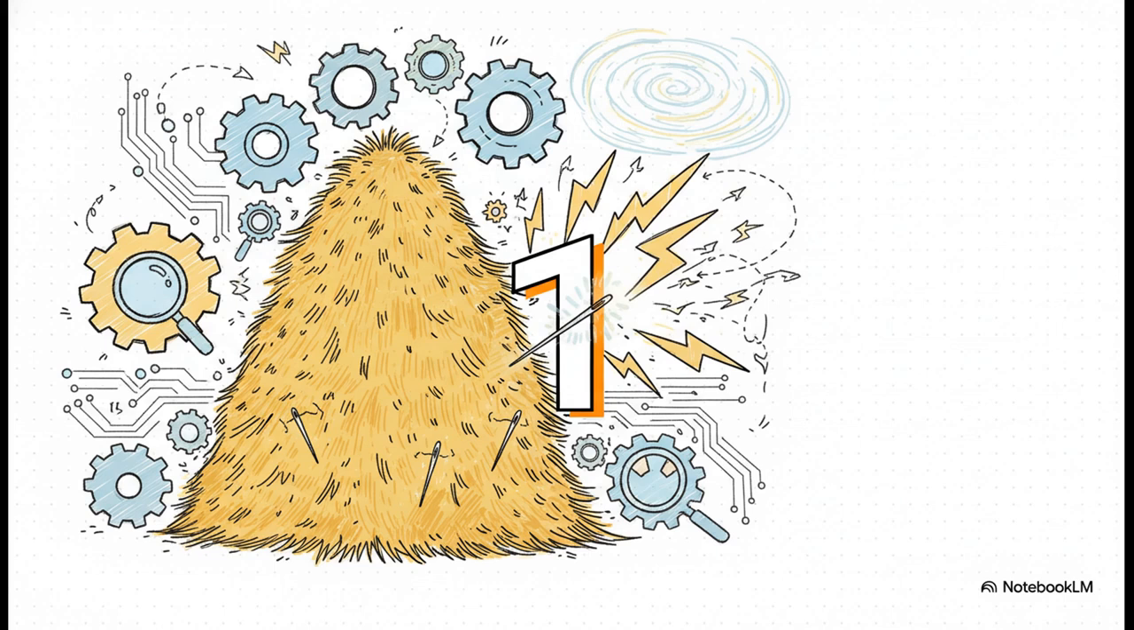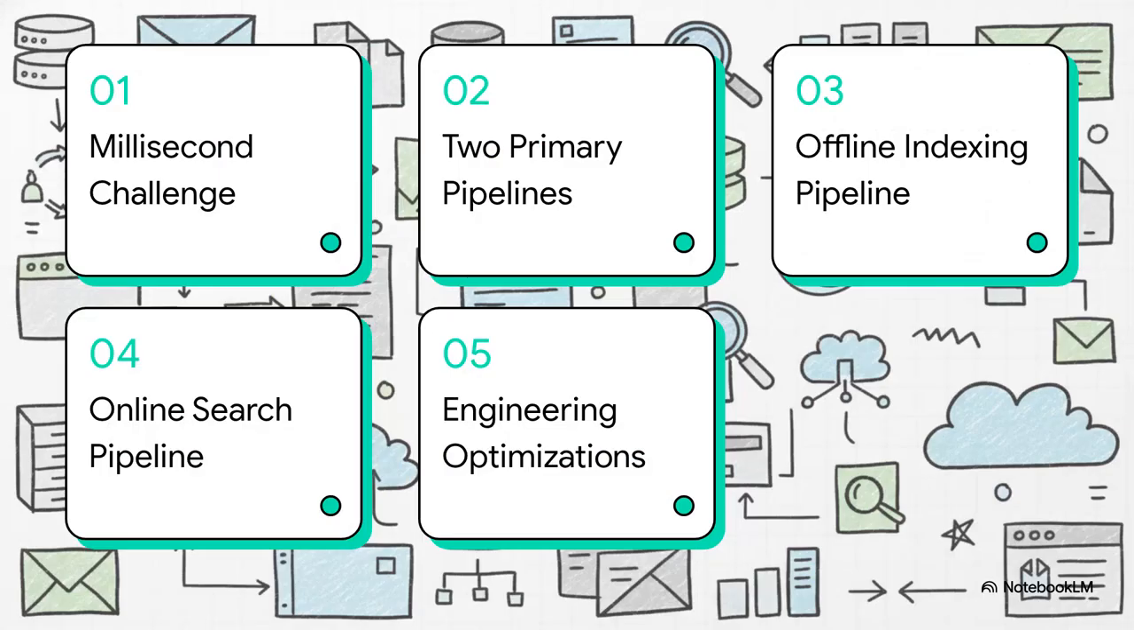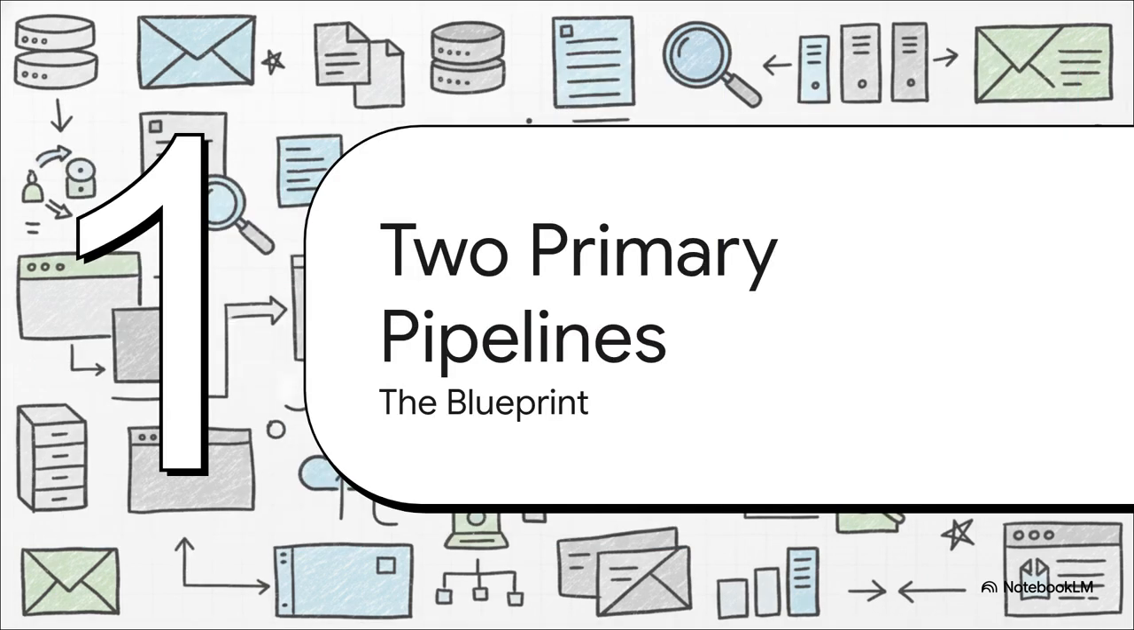So, how exactly is this lightning-fast retrieval engineered? Well, let's look at how they pull off this magic trick. Here is our agenda for today. We'll cover the millisecond challenge, the two primary pipelines, the offline indexing pipeline, the online search pipeline, and finally, some engineering optimizations. Okay, Section 1, the blueprint, two primary pipelines.